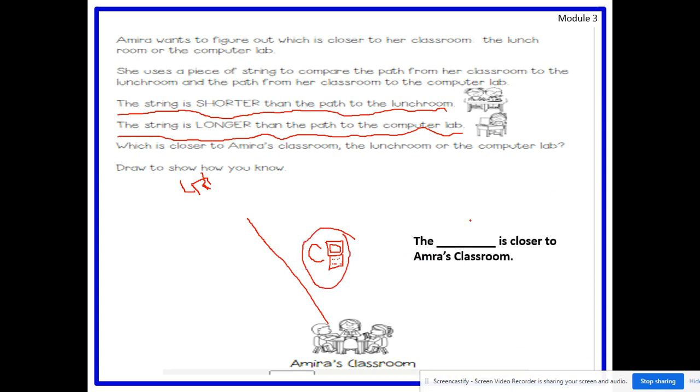And when you write a statement or type in a statement, you would put the computer. Sorry, guys. It's really hard to write on this. Computer. And it's not even going to fit. The computer lab is closer to Amira's classroom. And that's it. This is how we would be answering this type of question.